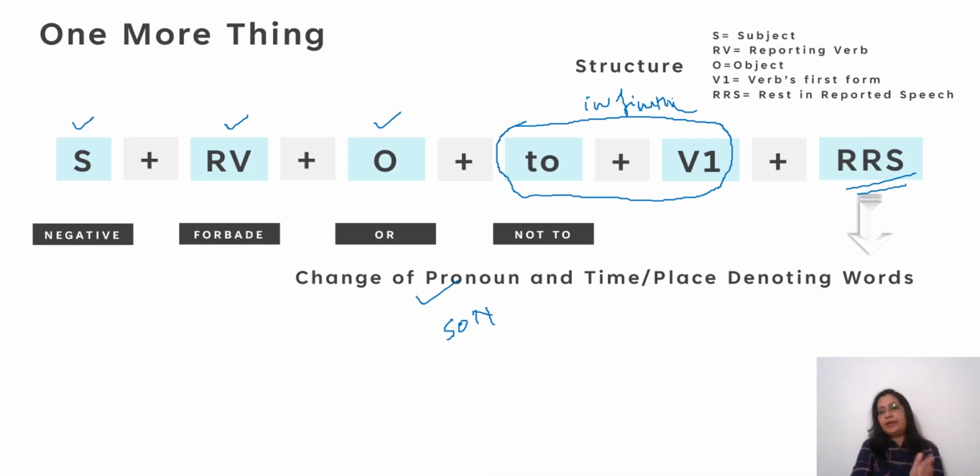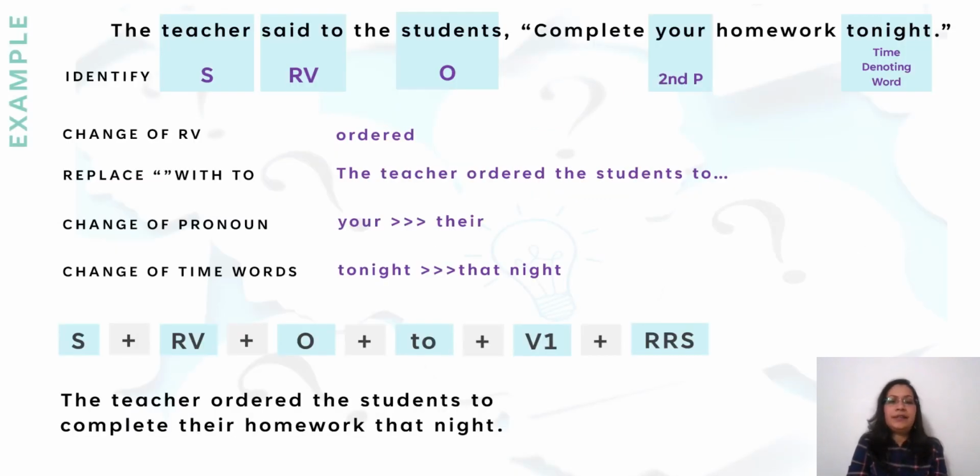Words denoting nearness changes to words denoting distance. So that's how you deal it. And in case of a negative form, if it is a negative sentence, you use the word forbade or not to. This is the basic structure, how to change imperative sentences from direct speech to indirect speech. Let's understand it with some more examples.